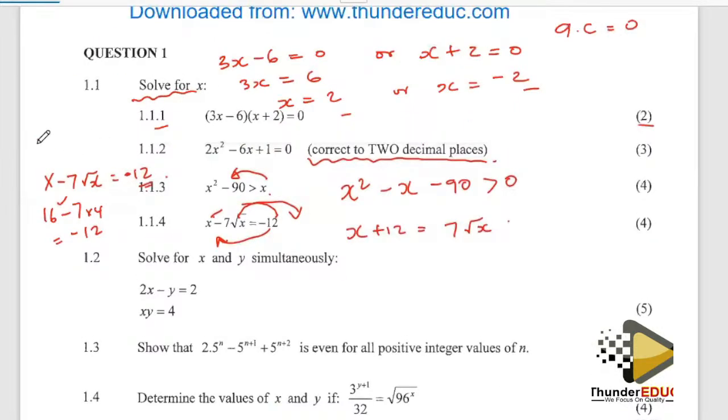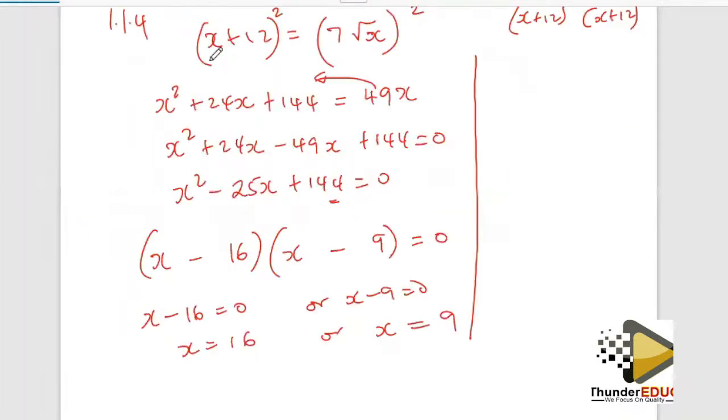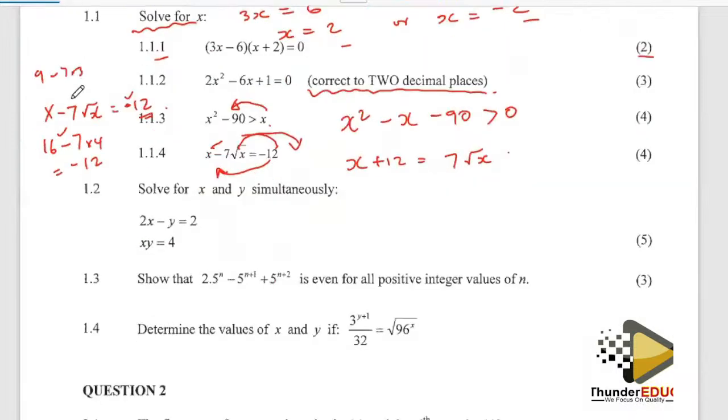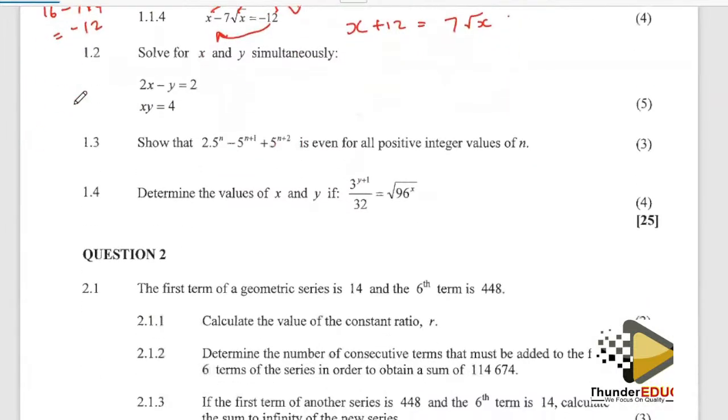Then let me test it again with 9. So this is going to be 9 minus 7 times the square root of 9, which is 3, which also gives me negative 12. So both solutions are correct. So that is 1.1. Then 1.2, they want us to solve for x and y simultaneously. Now in this case, we need to look for what we call a linear equation between the two.